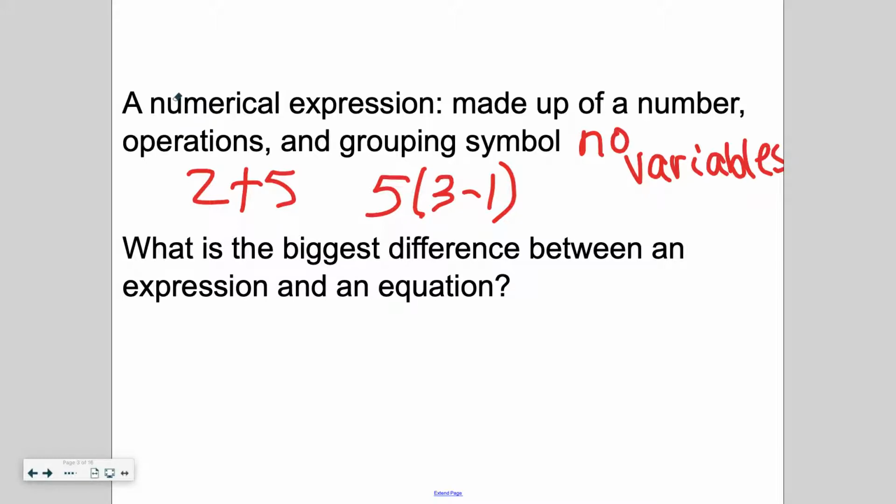Who can tell me the biggest difference between an expression and an equation? The equal sign. An equal sign. So expressions do not have equal signs. Equations do. Okay? So in that top one, 2 plus 5, if I wanted to make it an equation, I would have 2 plus 5 equals 7.